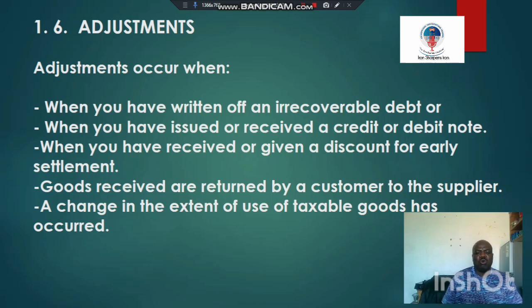Now, say for example, you have returned some of the goods to your supplier. That will have an implication, because the volume and the value is no longer the same. The value of the goods that you bought is no longer the same. Adjustments have to be made. A change in the extent of use of taxable goods has occurred.